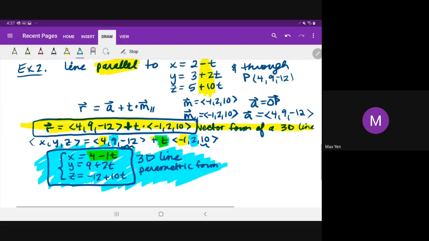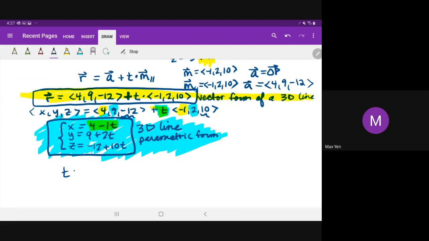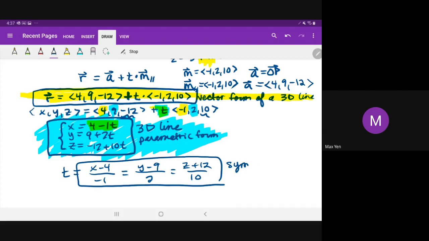And then you can get to symmetric form, right? So for symmetric form, solve for T. So T is X minus 4 over -1 equals Y minus 9 over 2 equals Z plus 12 over 10. And this is symmetric Cartesian form. And then cross out the T lightly so that it doesn't look like it's part of your answer. Notice the slope on the bottom is the slope, and the point on the top is the initial point, and that's negative 12 because you have to do the opposite if you were trying to go backwards.